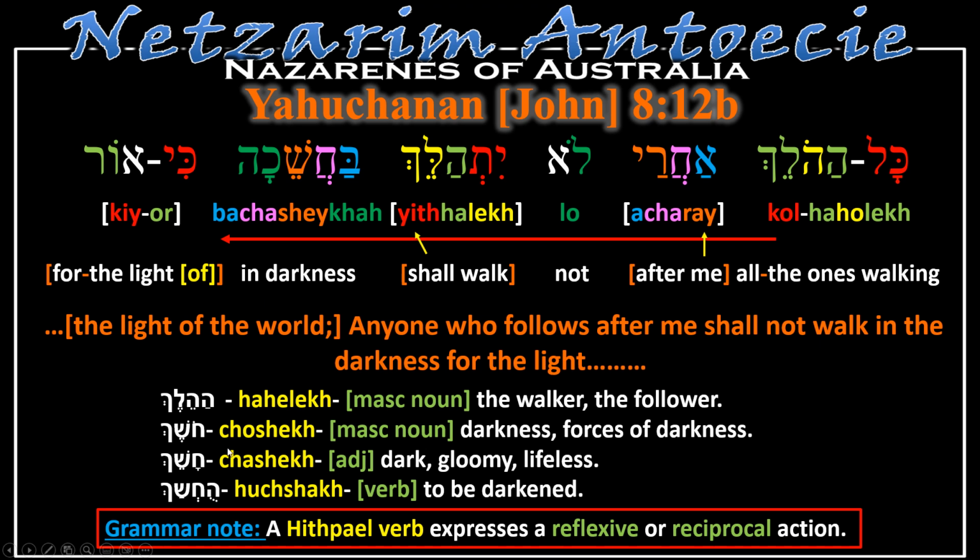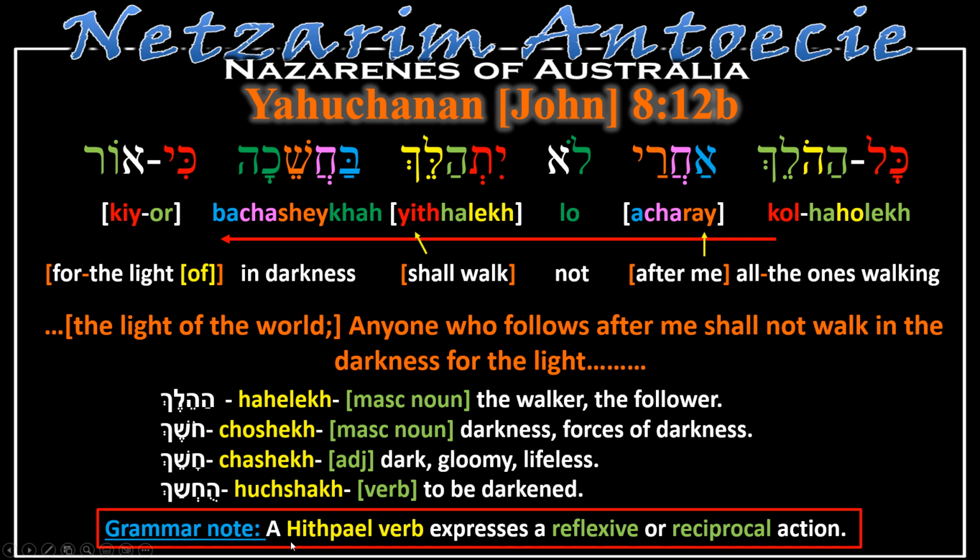So how do we get that? We know that choshek is a masculine noun meaning darkness or forces of darkness. And then we have choshek as an adjective used as dark or gloomy or lifeless. And huchshak is a verb, to be darkened. So we can see the root of it is choshek, but in a slightly different form, which means in darkness. And then we have ki, for, or the light, and I've added of.